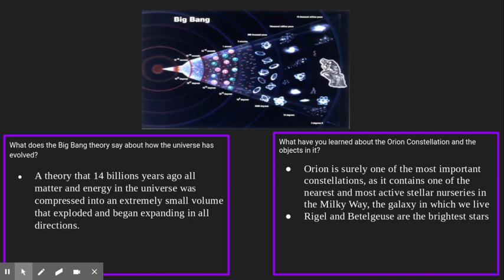And the Orion constellation is usually the most important constellation. It contains one of the nearest and most active stellar nurseries. The most famous stars are Rigel and Betelgeuse, and these are the brightest stars within the Orion constellation.